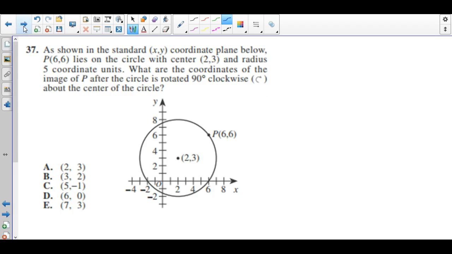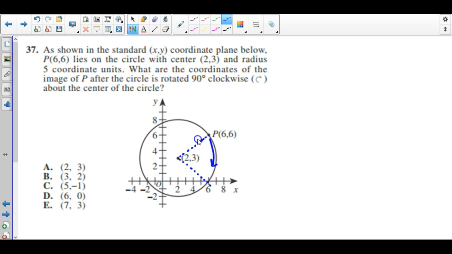Question 37. So we have our center, we have a point that's on a circle. So they're giving me the radius here, and we want to know the coordinates of this point P after it's rotated 90 degrees clockwise. So I went about this by basically looking at slope between the center and this edge, and by rotating 90 degrees clockwise, it's really just going to tell me where that perpendicular point would be then.